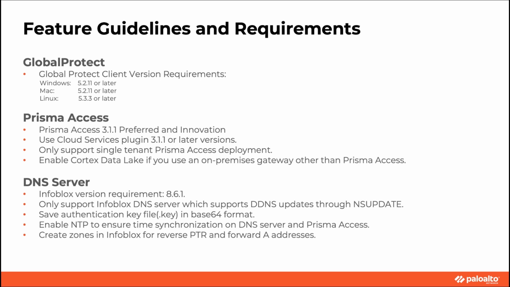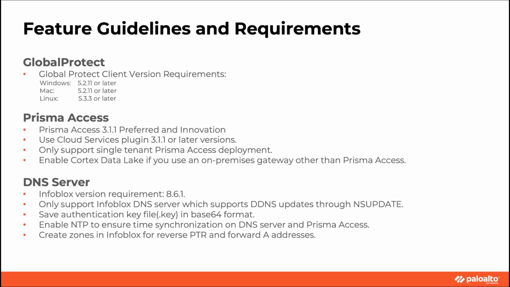You will need GlobalProtect client version 5.2.11 or later for Mac and Windows, and 5.3.3 on Linux. This is a new feature introduced in the Prisma Access 3.1.1 release. Please also upgrade your Cloud Services plugin to 3.1.1 or later versions. You need to enable CDL as well, since this is where the Cloud Services plugin would probe DNS update events. Last note on Prisma Access: at the moment, DDNS is only supported on single-tenant deployment.